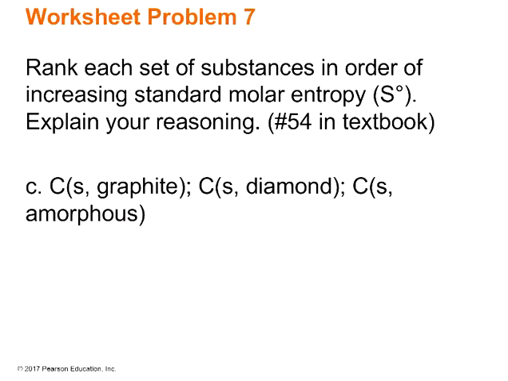All right, and then I'm going to have you do the last problem on your own. So in this problem, we're comparing graphite, diamond, and amorphous carbon. So you might have to do some investigating to figure out which of these has the greatest standard molar entropy and which one has the least or the smallest standard molar entropy.